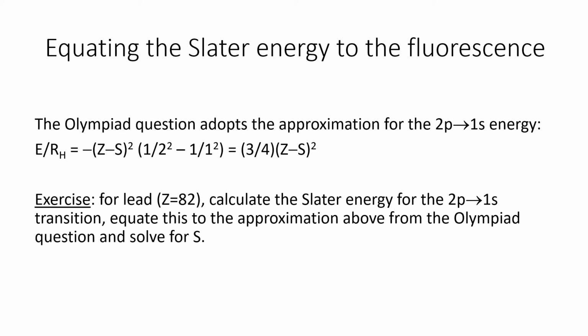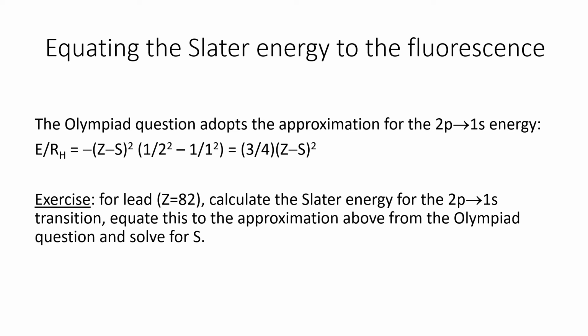Right, now having got that expression in terms of the Slater's rules, we now think about relating this to the expression given in the Olympiad question. In the Olympiad question, they described it in a much simpler way, where you simply had this shielding parameter S set to 1. That was just going to account for the whole transition, so we just had a common S for both the initial state and the final state.